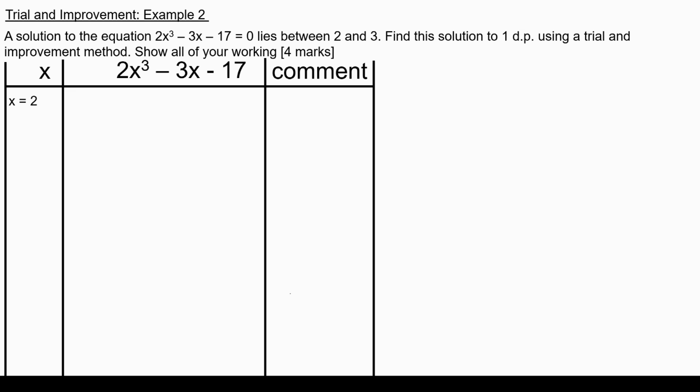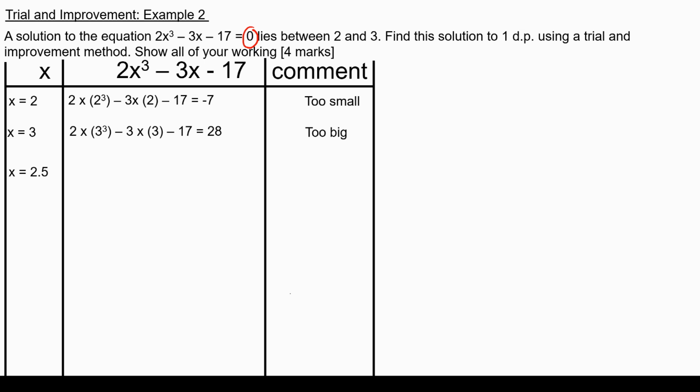And if I do this, I get that we have minus 7. But we want to get 0. 0 is the right-hand side of the equation. So that's too small. If I substitute in x equals 3, I get 28, which is too big. So we know that the solution lies between 2 and 3, as we said in the question. So we're going to try x equals 2.5, which is halfway between 2 and 3.